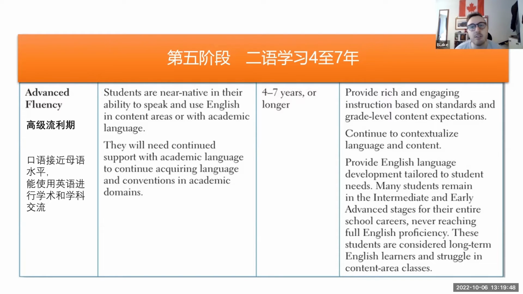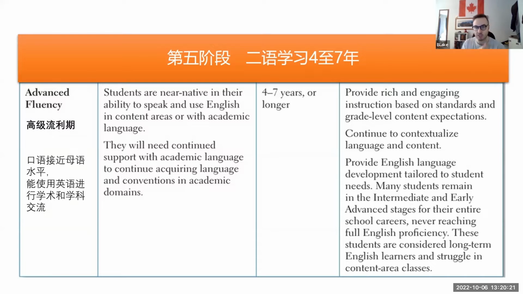Students are now near native in their ability to speak and use English in content areas or with academic language, so they can read textbooks now. And they will still need continued support with academic learning, right? And this is what I'm talking about here when I say this constant engagement, because no matter what level they get to, it's not like riding a bike. If you learn to ride a bike when you're 10 and then you don't ride a bike again until you're 35, you'll still be able to ride that bike, right? Whereas with language, it's a little bit different. If you don't use it, it's very possible you'll lose it, right?